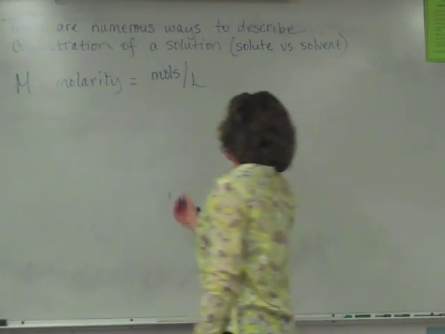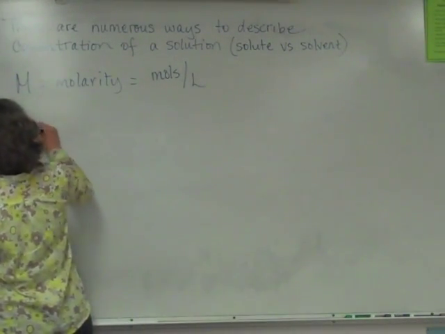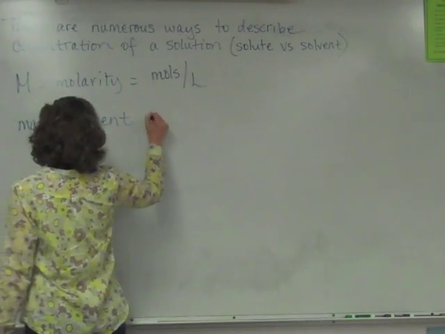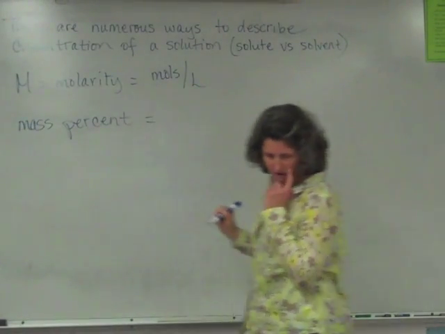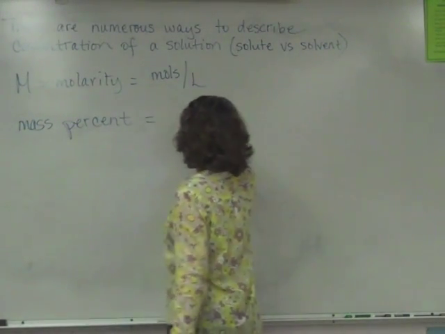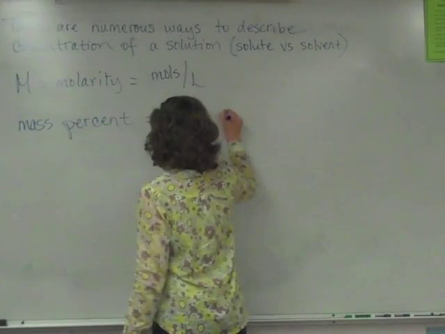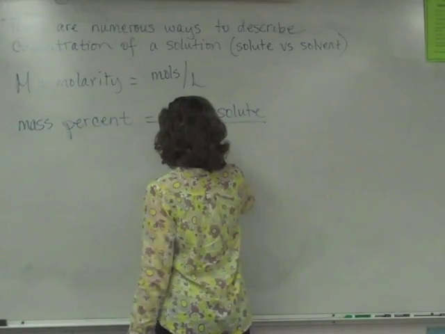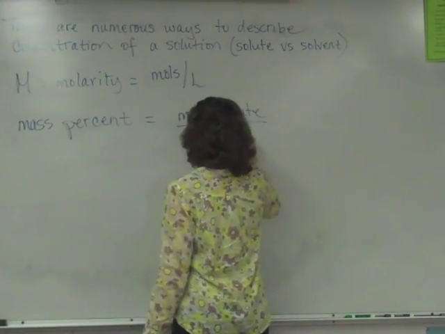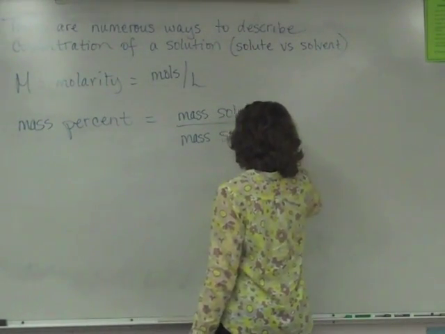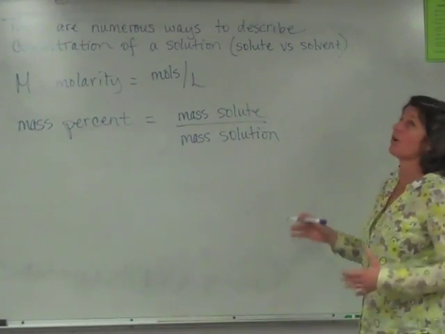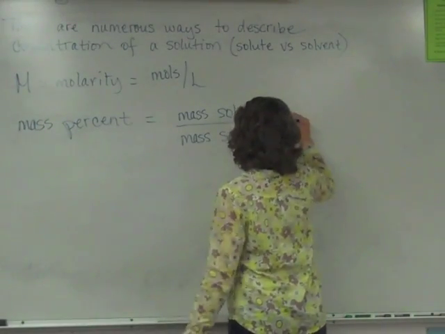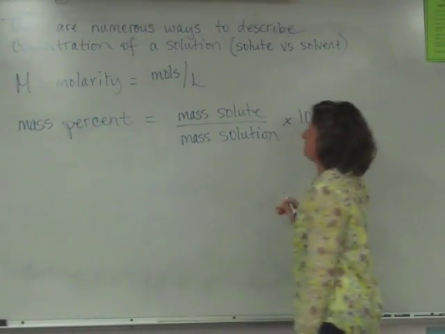Mass percent is another way to describe solution concentration. That is the mass of the solute divided by the mass of the total solution, so that would be solute plus solvent, and then because it's a percent, times 100.